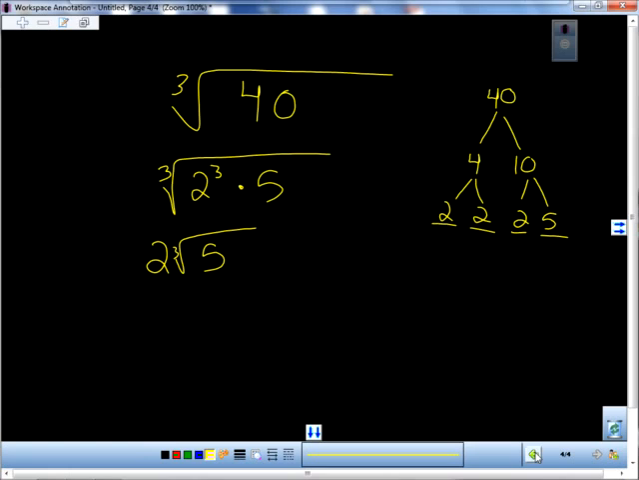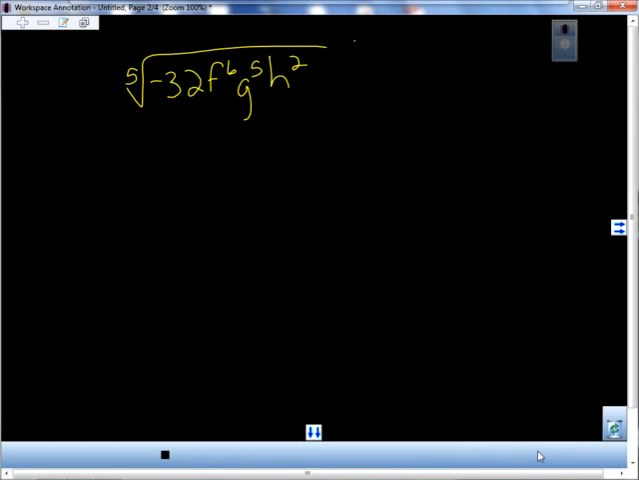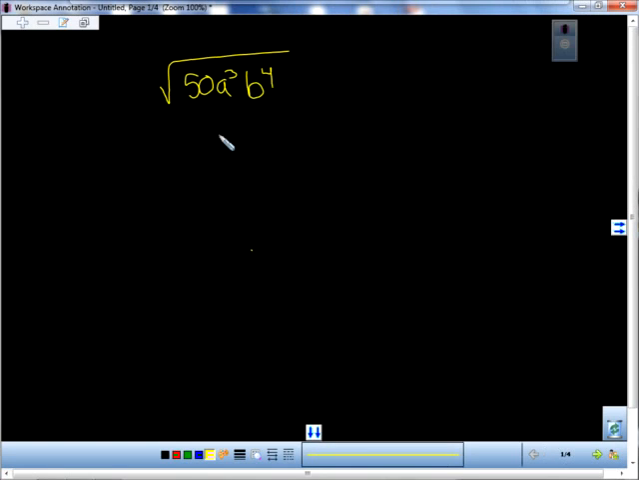Now, let's expand on this a little bit. Let's go to this one. So if I want to take the square root of 50 a cubed b to the 4th, let's start with the square root of 50. Can we take the square root of 50 evenly? Is there anything times itself that you can get to 50? No. 7 times 7 is 49, 8 times 8 is 64, but there's nothing that gets us to 50. So I have to break down 50 with a factor tree.